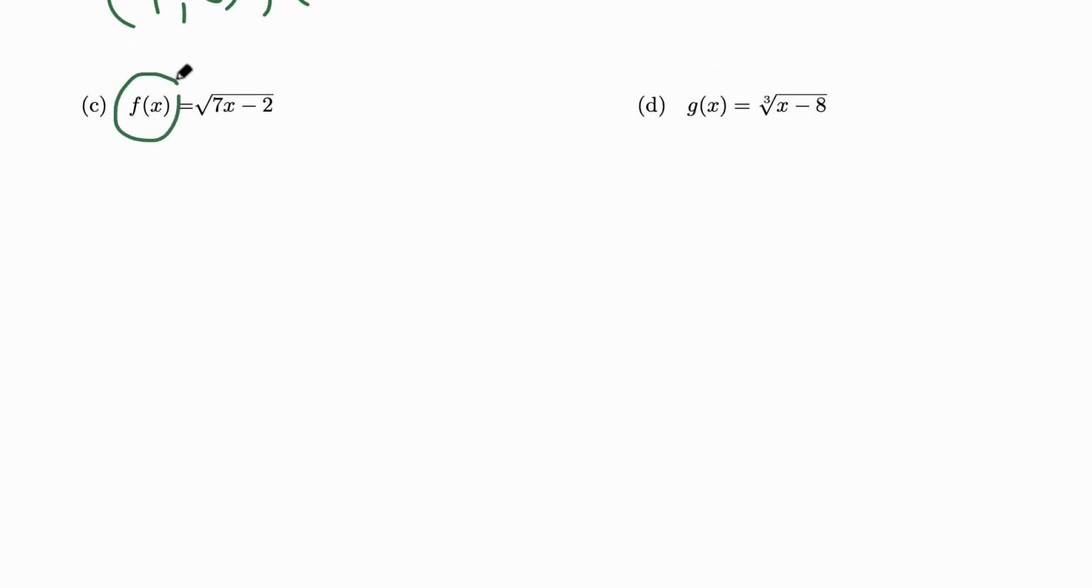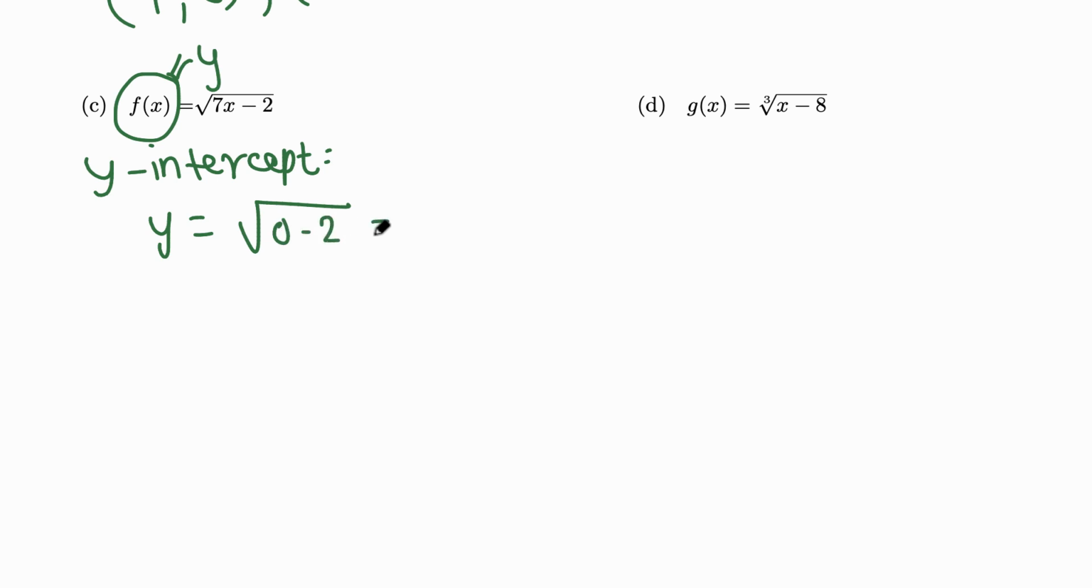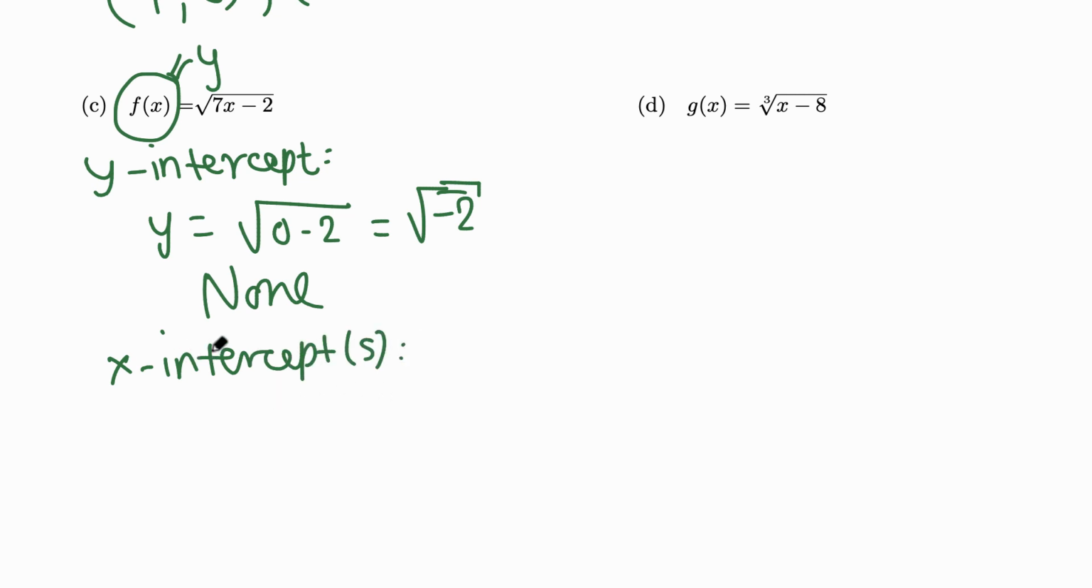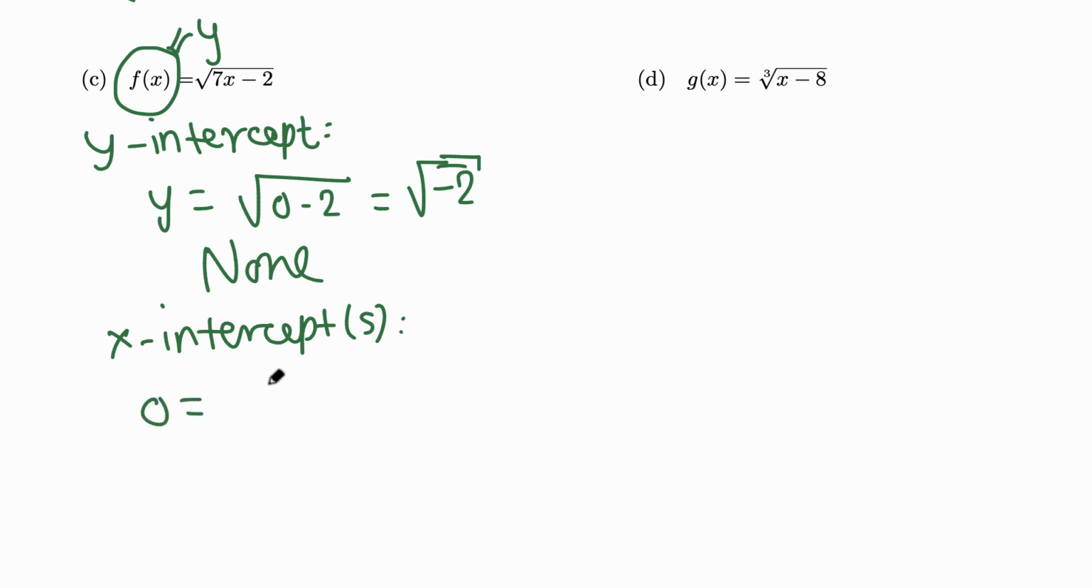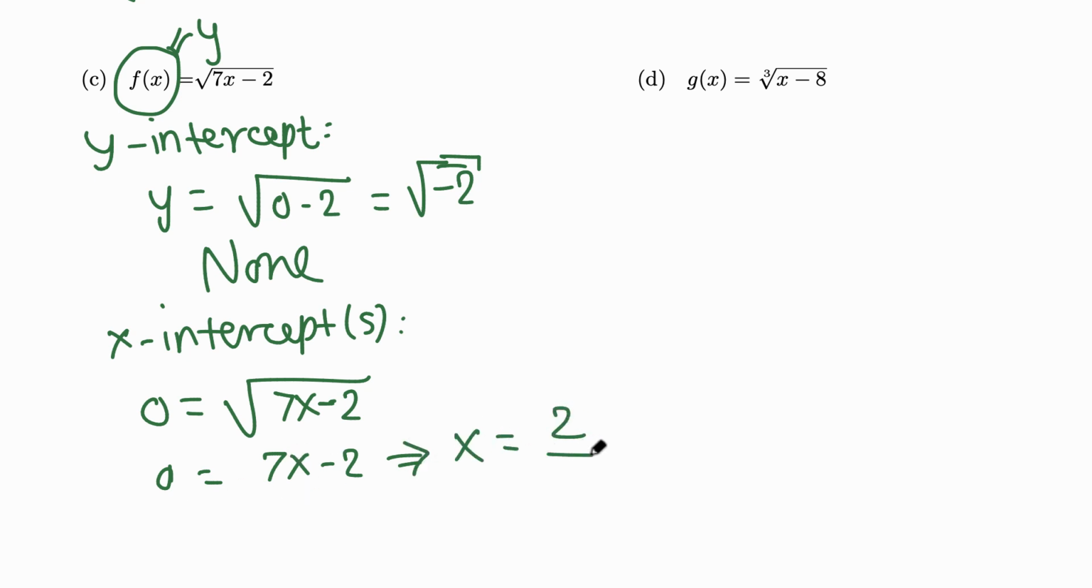In part C, our function means this is y. For the y-intercept, we set x to 0. So y equals the square root of 0 minus 2, that's negative 2. And there is no square root of a negative number. That means there is no y-intercept, so y-intercept: none. How about the x-intercept? We can have more than one. So we set y to 0, which is on the left side, so 0 equals the square root of 7x minus 2. Now to isolate x, square both sides, so we have 0 equals 7x minus 2. 0 squared is 0. Now add 2, divide by 7, so x equals 2/7. So for the x-intercept, there is only one, which is (2/7, 0).